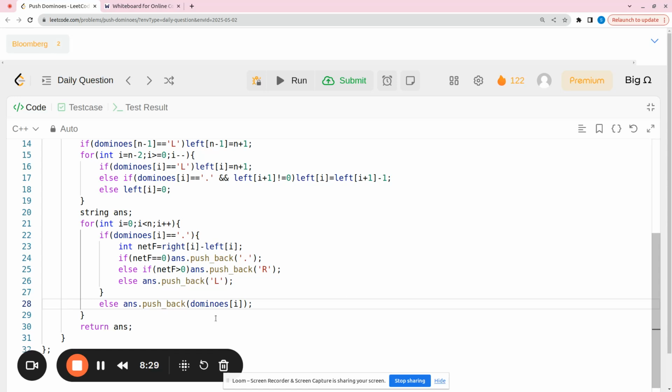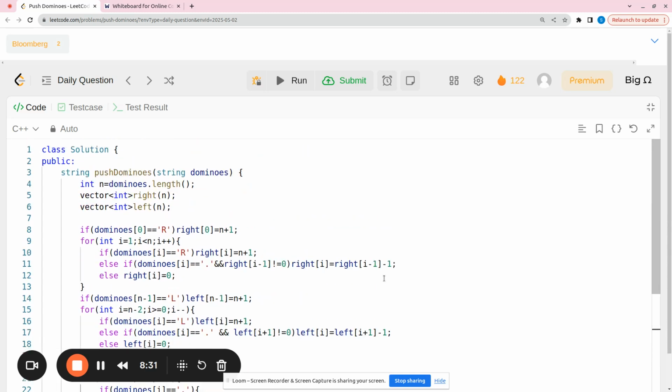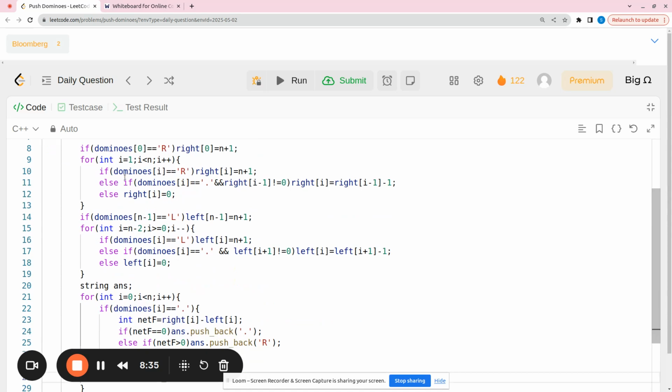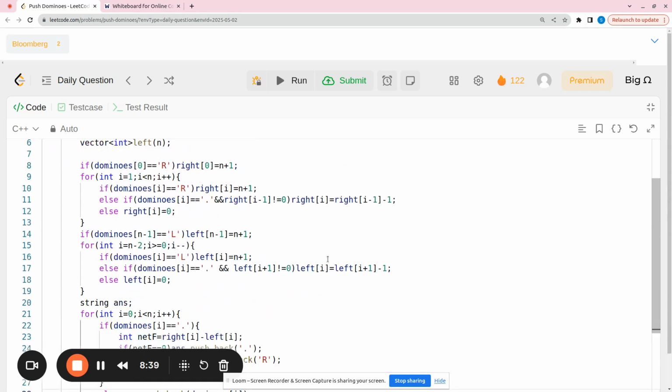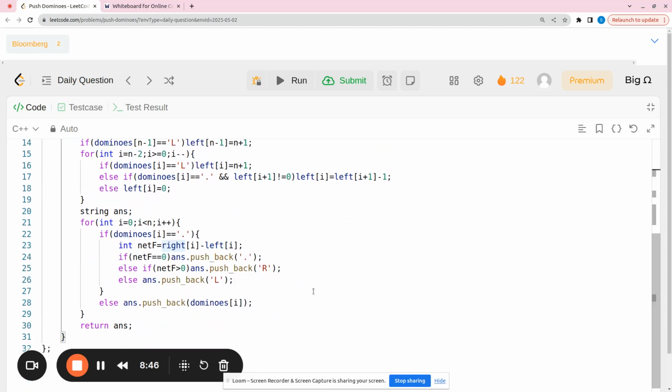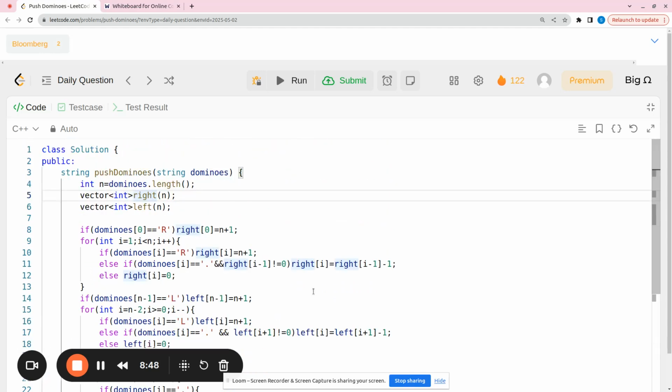After this loop is done, our answer will contain the final state of the dominoes. So we'll return the answer. If we talk about time complexity, we are just using some loops, and in them we are traversing from 1 to n only. So our time complexity is big O of n. And for space, we are using only the right and left vectors, which store n elements only. So our space complexity is also big O of n.